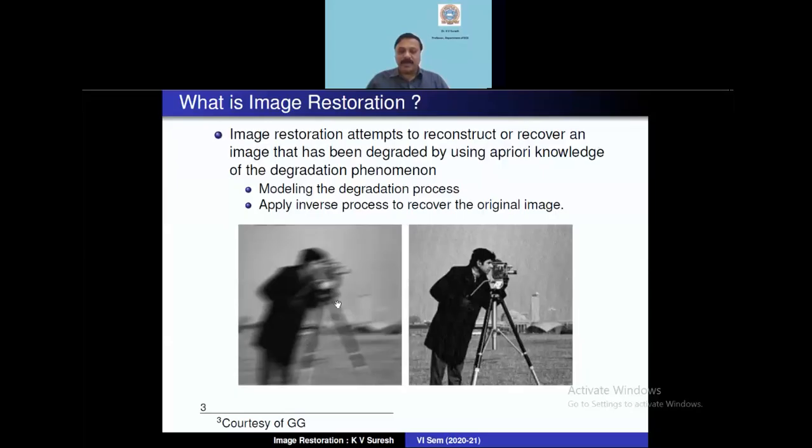So if I know that an image is captured whenever the camera is moving or when the scene is moving, then it would be easy for me to model it and then restore it. So a priori knowledge of the degradation phenomena is very much important.